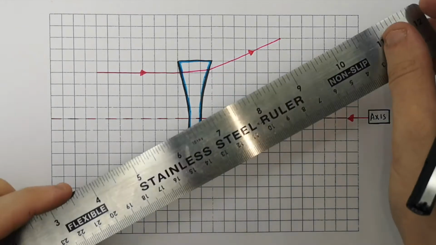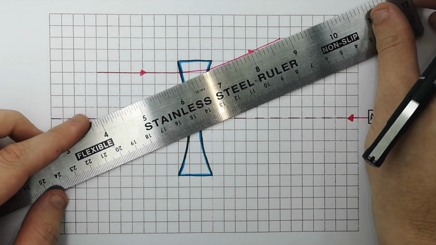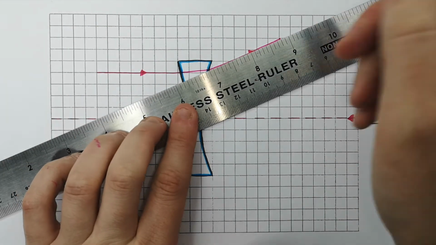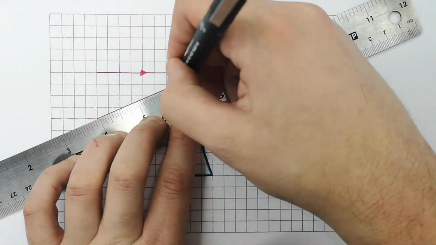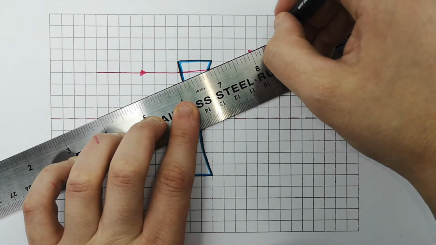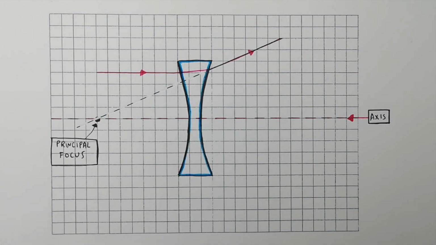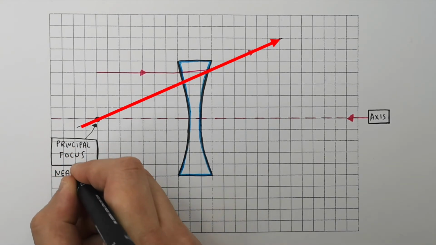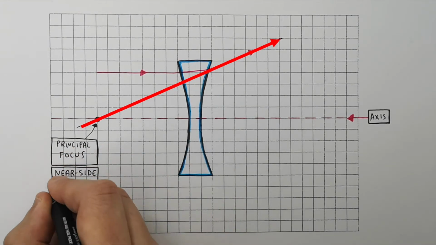And if you draw a line from the refracted ray back towards the axis on the near side of the concave lens, that line is going to pass through the principal focus. Principal focus. So the rays on the far side of the concave lens appear to have come from the principal focus on the near side of the lens.